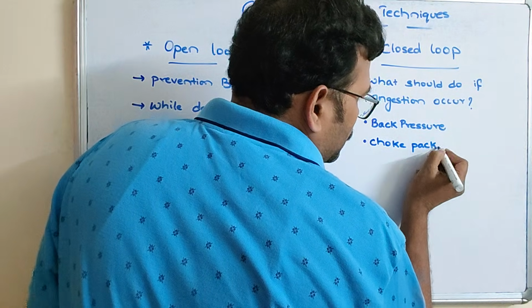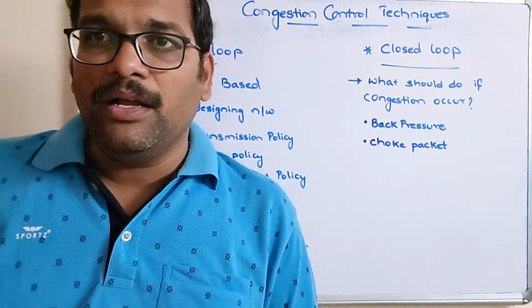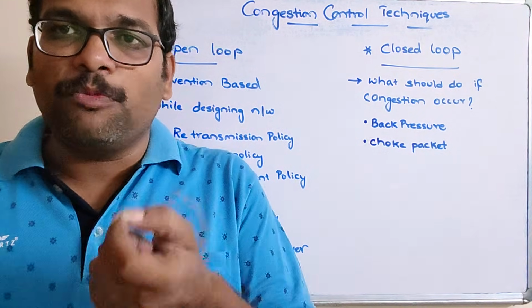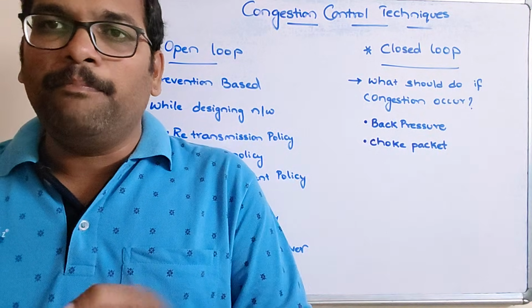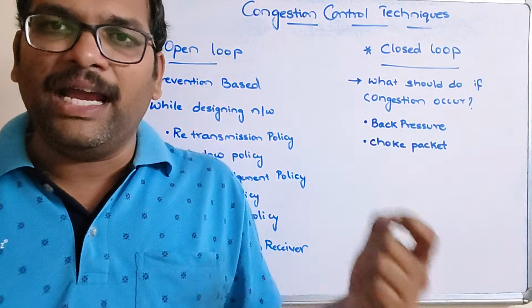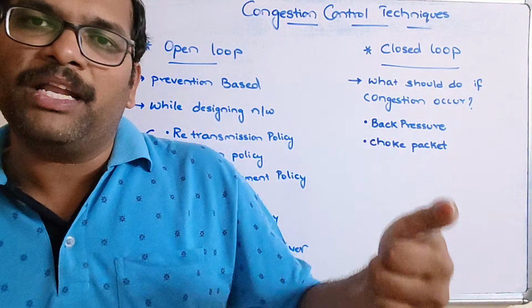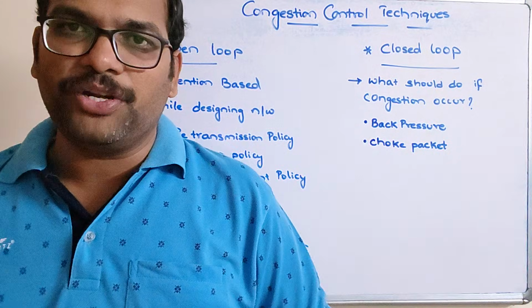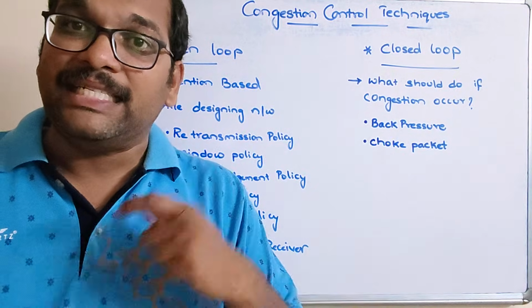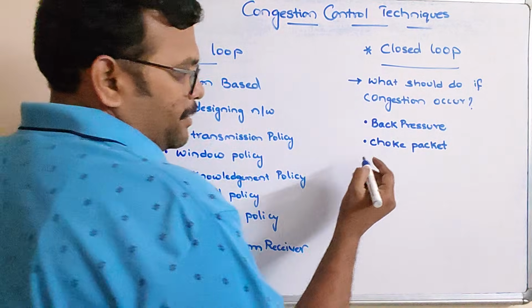And the next one, choke packet. Choke packet means if there is congestion in the network, the receiver or the router will send a small control packet back to the sender, so that the sender will identify that there is congestion in the network, and it will automatically reduce the transmission rate. So a separate control packet will be sent back to the sender, indicating there is congestion. That is a choke packet.